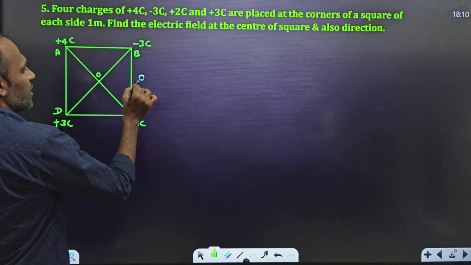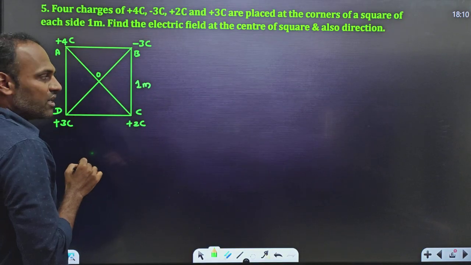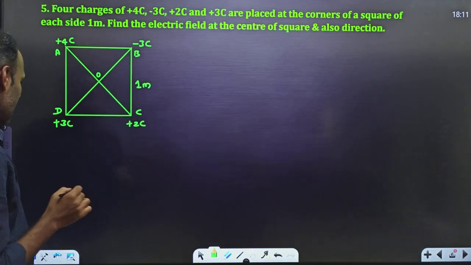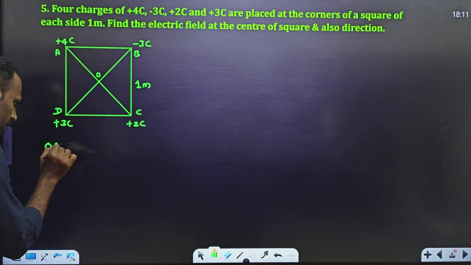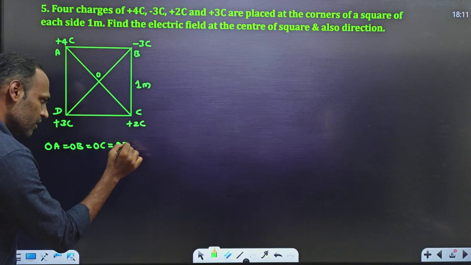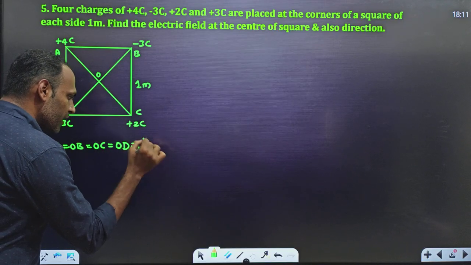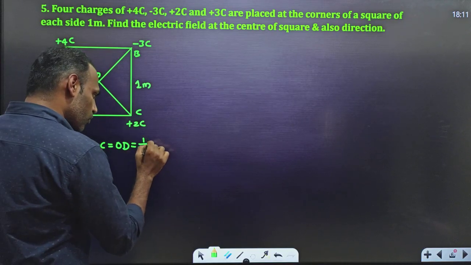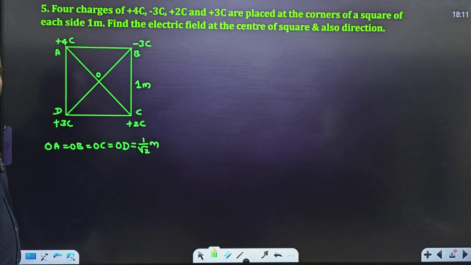Side of the square is given as 1 meter. If side of the square is 1 meter, how much will be the half of the diagonal? OA equal to OB equal to OC equal to OD. This is 1 by root 2 meter. Okay, we have to find out electric field at the center O.